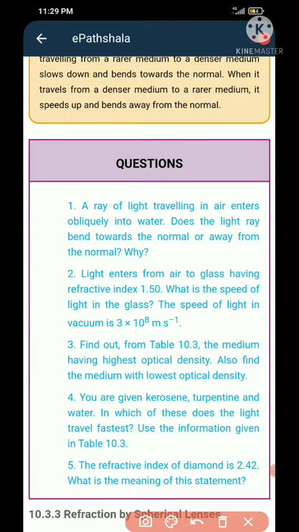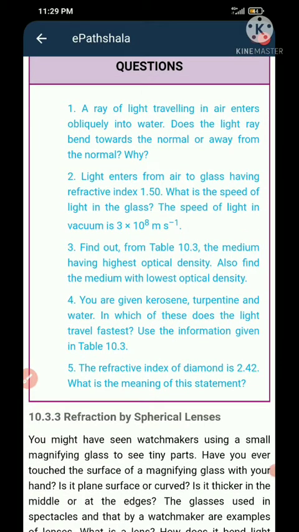Next question. Find out from table 10.3 the medium having the highest optical density. Also find the medium with the lowest optical density. So the highest optical density is diamond, the lowest is air. Fourth, you are given kerosene, turpentine and water. In which does the light travel faster? So which one is the rarer? It depends upon that. In a rarer medium, light goes faster. So in kerosene, turpentine, water, which density is lower? By that you can easily find out.